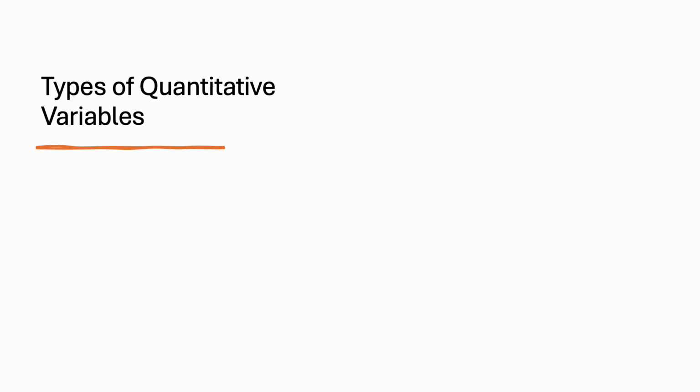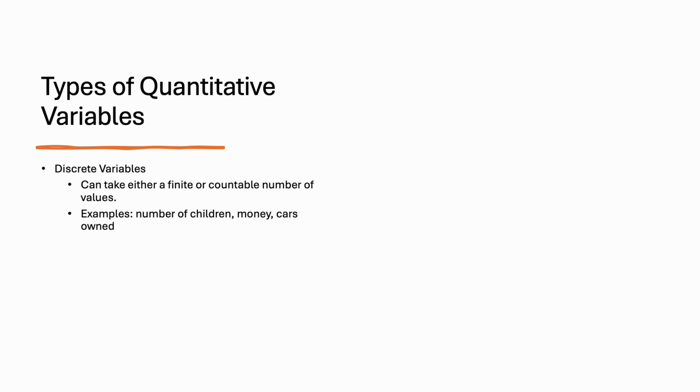So then within those quantitative, notice how I just said it's anything that's either counted or measured. So we actually have a way to distinguish what if it's counted, what if it's measured. And that's with our types of quantitative variables. So if it's a counted thing, we call it a discrete variable. So discrete variables are things that take on a finite or countable number of values. So those are going to be things like number of children.